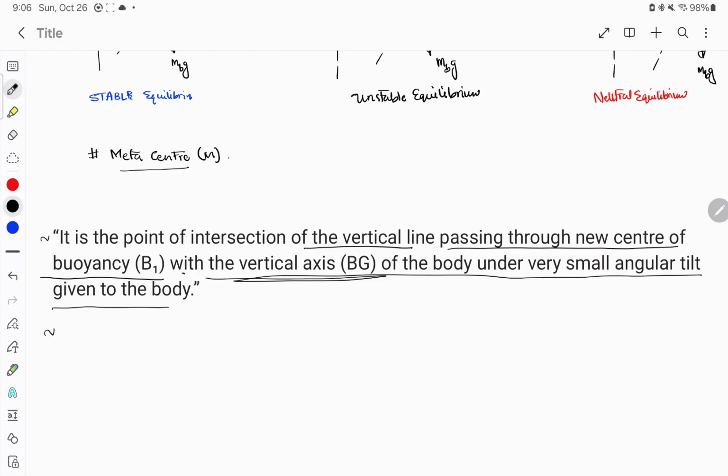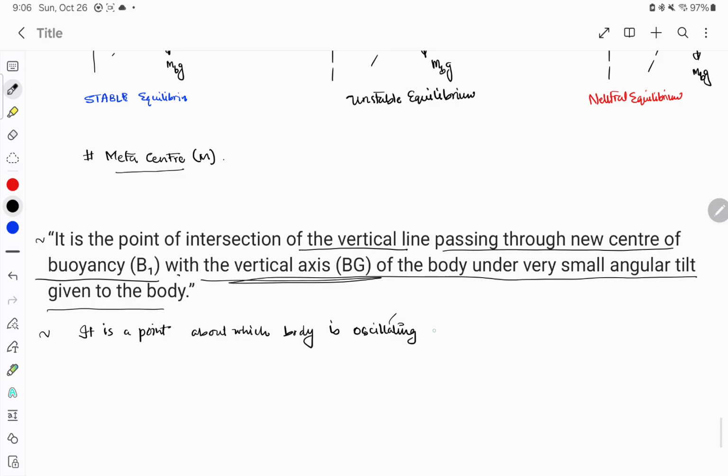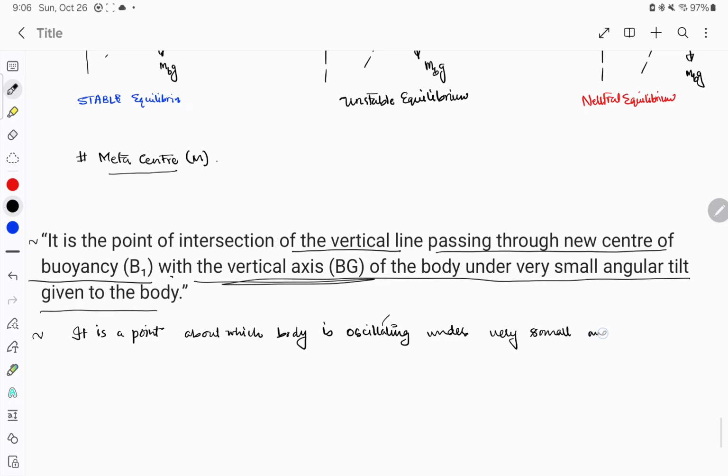Another definition can be: it is the point about which the body oscillates. This is the point about which the body will oscillate under a very small angular tilt given to the body.